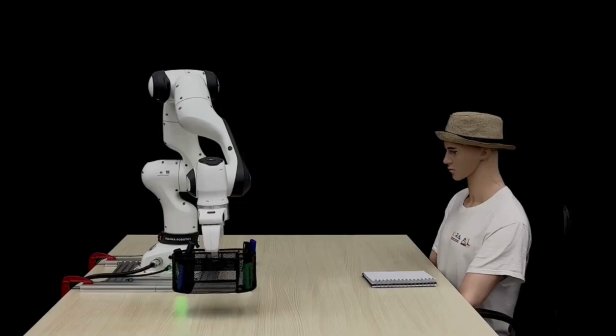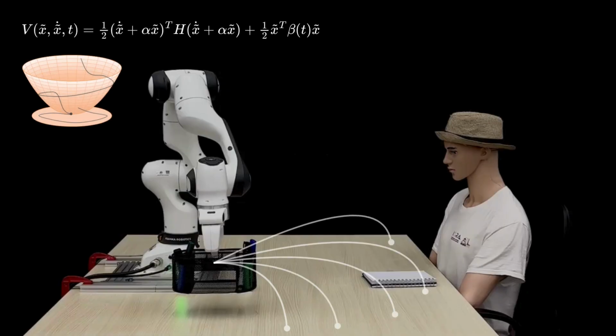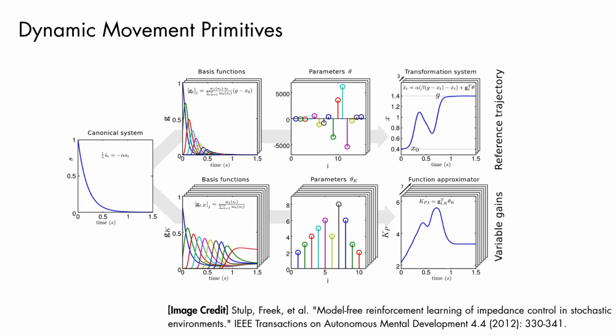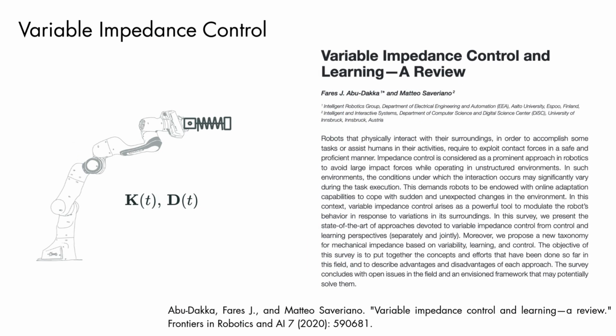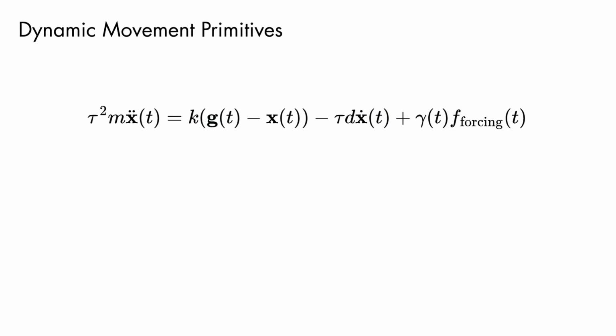Robots in collaborative environments must adapt both motion and compliance to task demands. Achieving this requires generalizing learned behaviors to new settings while ensuring stability. We use dynamic movement primitives for motion generation and variable impedance control for compliant interaction. DMPs combine a stable goal attractor with a shaping term called the forcing function.